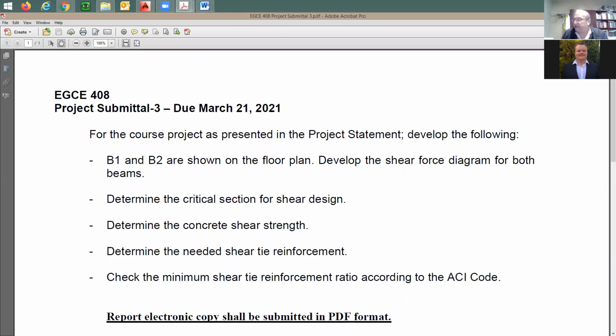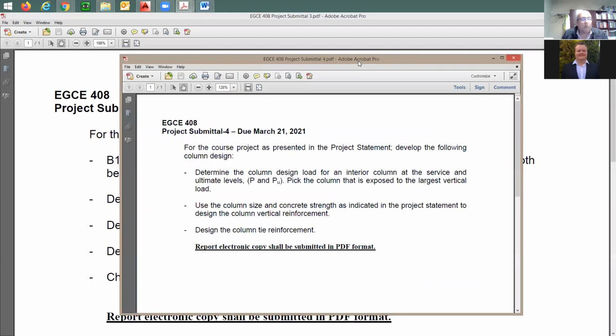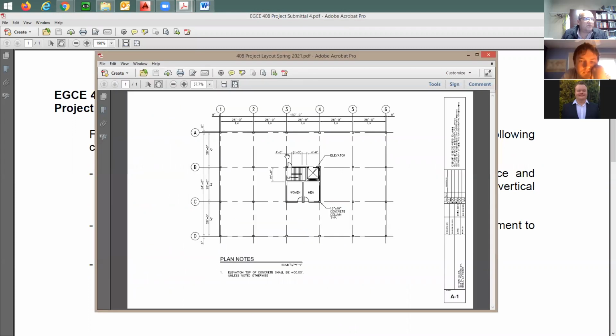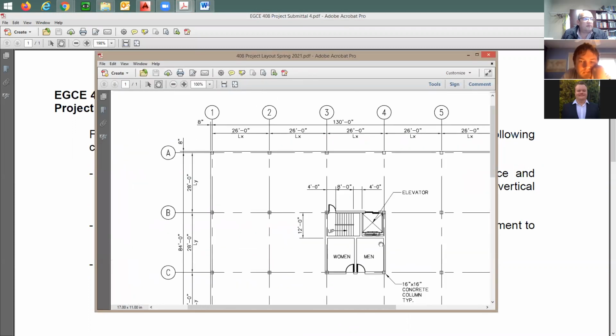The second submittal that I have is going to be for the column design. You guys know the column size in this project? Anyone recall? 16 by 16. Yeah, it says right here. Right?